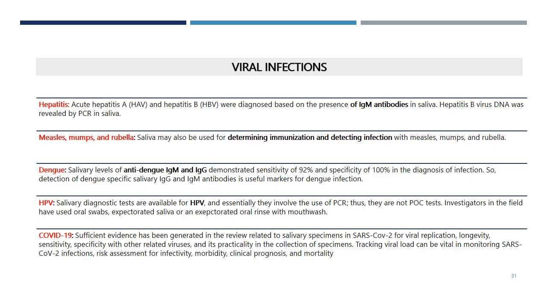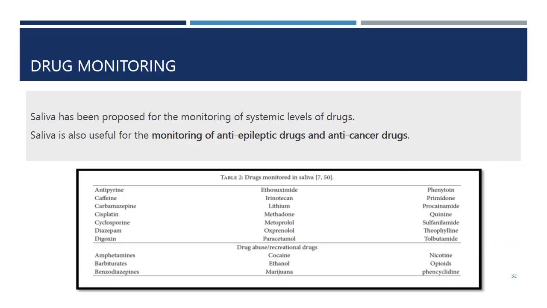To name the viral infections, hepatitis, measles, mumps, rubella, dengue, HPV, and COVID-19 can all be detected using saliva. They can either be detected by presence of IgM antibodies against the virus or by performing PCR on the genetic material available from saliva. Saliva has also been proposed for monitoring of systemic levels of drugs. It's useful for monitoring anti-epileptic and anti-cancer drugs.